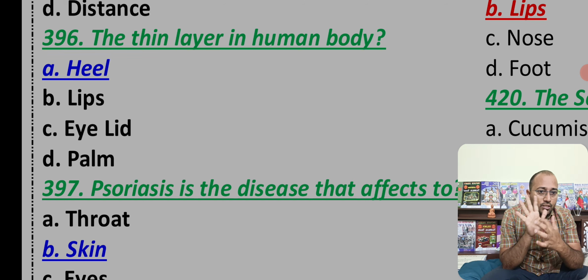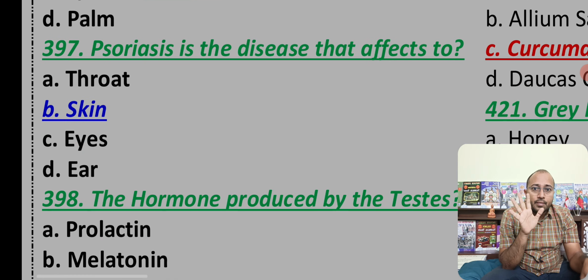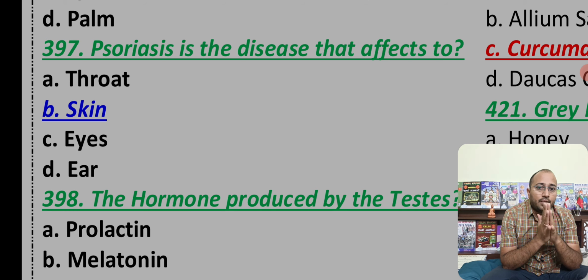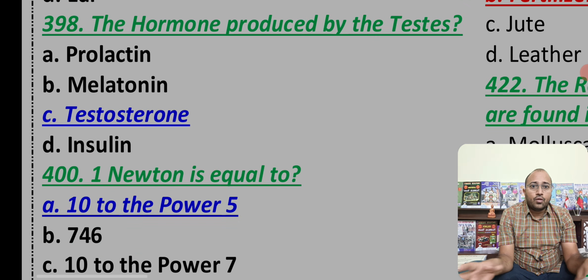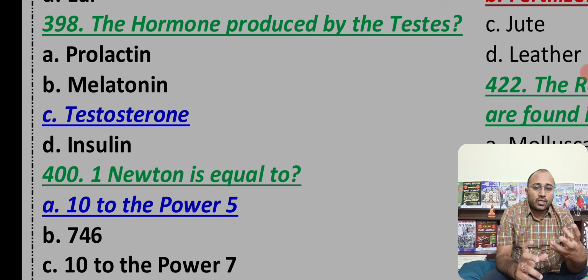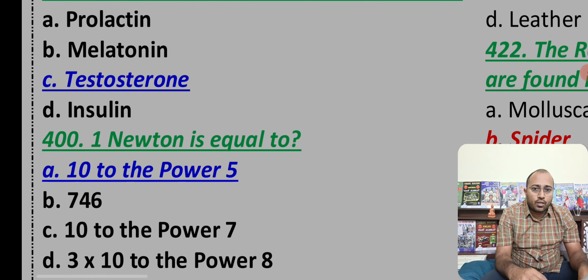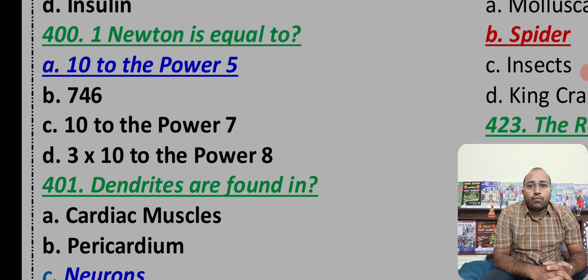Maximum glands you can see in the hand, arm, the palm. Psoriasis, you know that it normally occurs on the skin. When it comes to the eyes, skin, there is one more, eczema also. Rhinitis for the nose, throat, thyroid. There are various diseases you must know about. The hormone produced by the testis: the testis produces testosterone, guys. Melatonin by the pineal gland. Prolactin for the milk purpose. Insulin, sugar level maintenance. Now we have something where 1 Newton is equal to 10 to the power of 8.